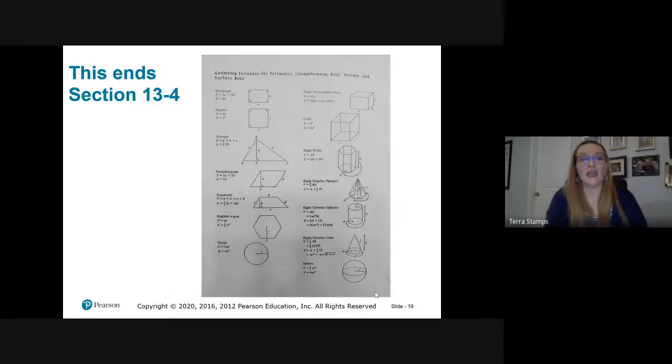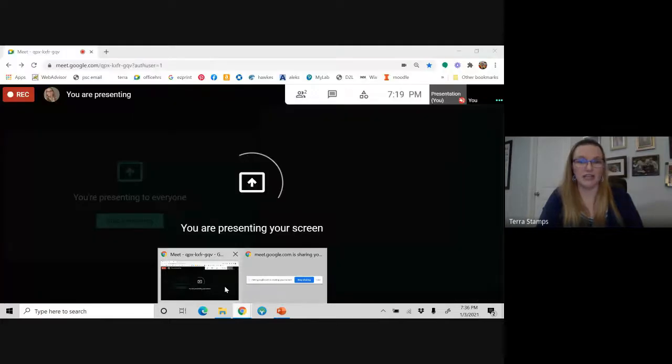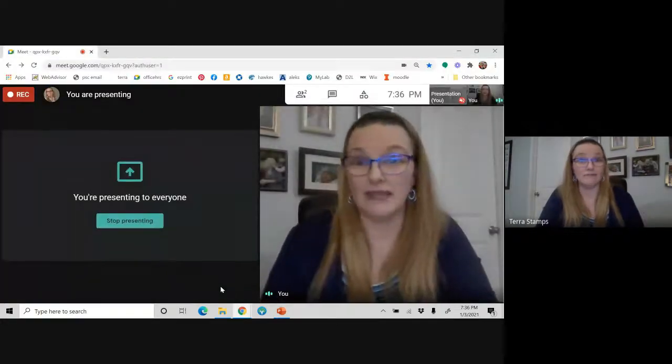All right. This is the end of 13.4. So here's the formula sheet I was telling you about. If you want to print this one out, you can. It has all of these formulas that I was talking about on here for you. If you want to keep this as a quick reference guide, that way you don't have to worry about making your own formula sheet and keeping those handy when you're doing this.